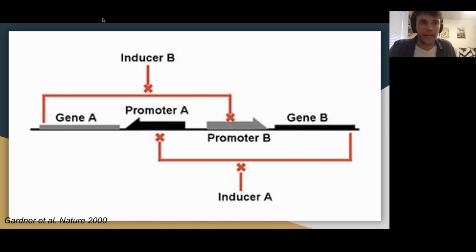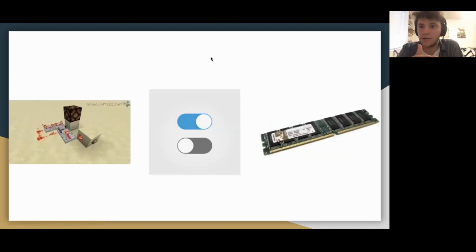Okay, so again, if A is on, B is off. If B is on, A is off, for sure. And so it works like a toggle. And so what you can use these for, I put a little Minecraft toggle there too. Thought that was good. You would understand certain states are true about this.